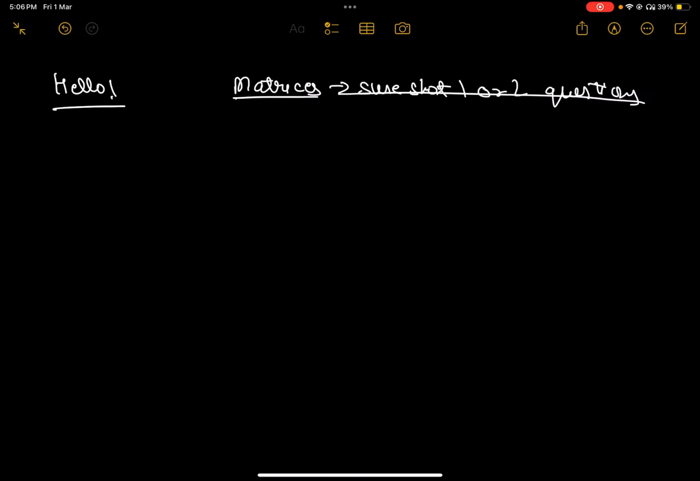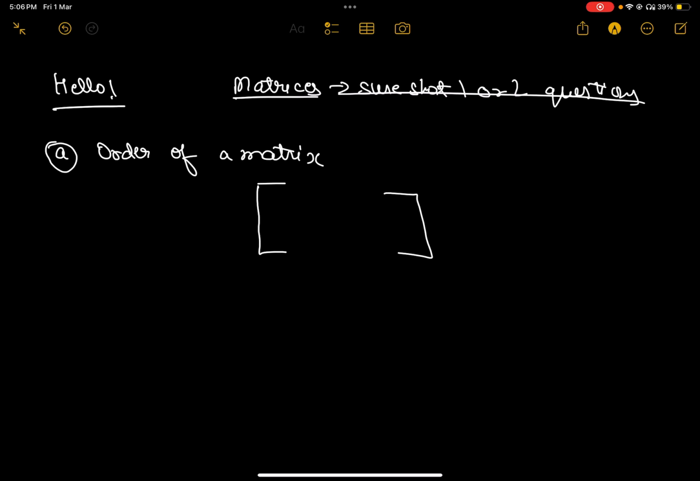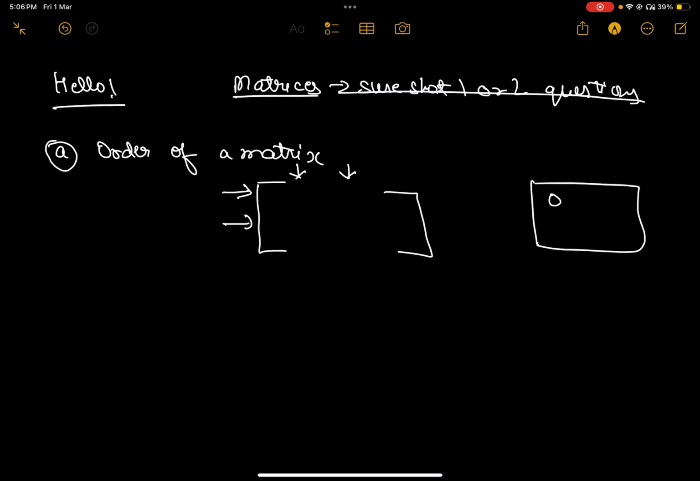Okay, so number A, order of a matrix. A matrix is something which is represented in a square bracket and it has rows and columns. This is how you see rows. Next time you go to your class in your school, don't get confused about rows and columns. Now imagine this is your class. These are the seats. So this will be a row. You guys always say it wrong. Like, I'm sitting in this row. This is a column.